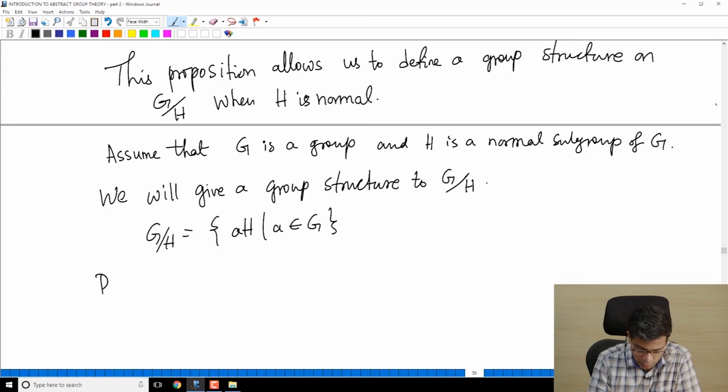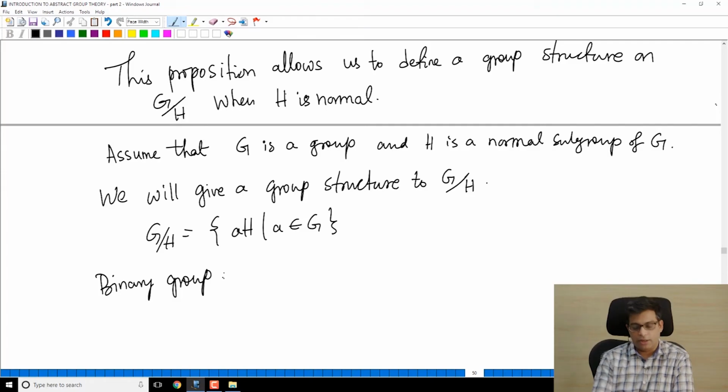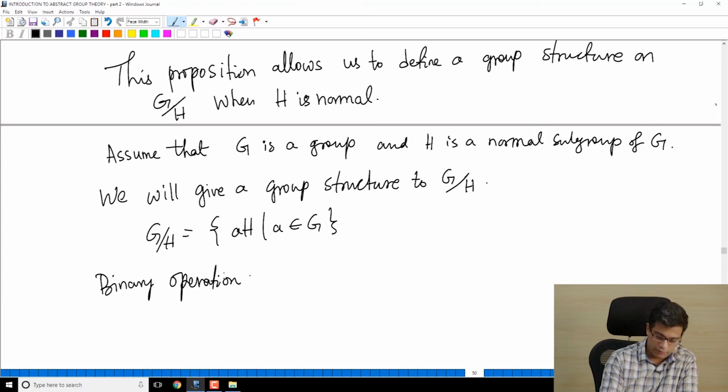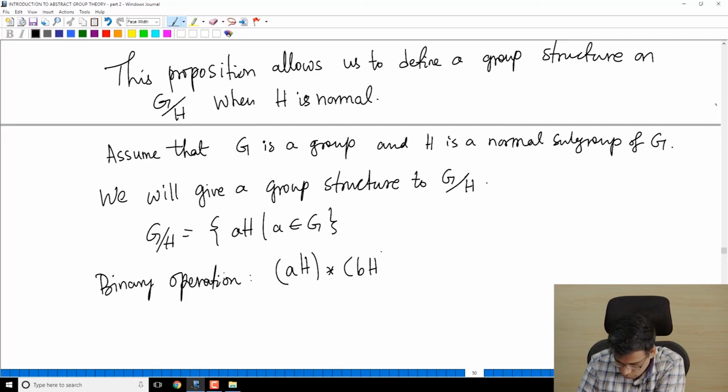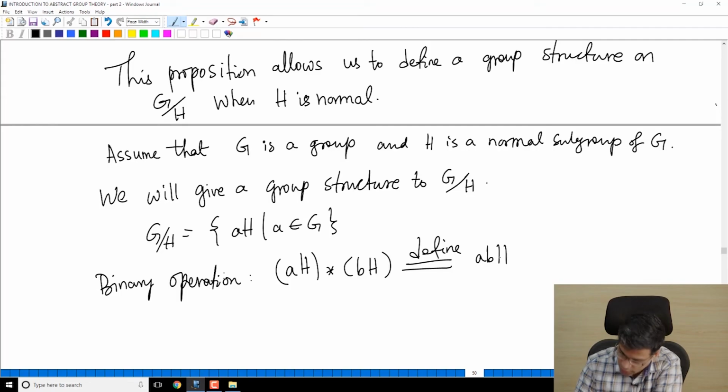So what is the binary operation? Remember, the definition of a group is you start with a set and define a binary operation on the set and verify that there is an identity, every element has an inverse, and the binary operation is associative. So what is the binary operation? It is the one we discussed earlier. Define aH star bH. I am using star just to emphasize that it's a new binary operation we are defining, is the product abH. So this is the definition of the binary operation.